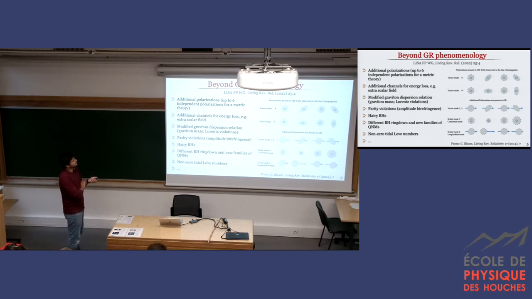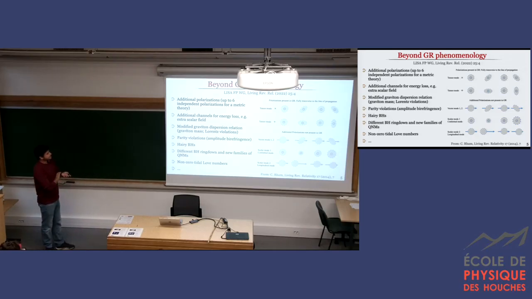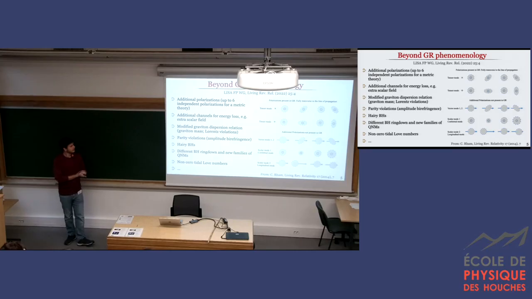So in GR you only have these two, cross and plus. And if you go beyond GR, generically you can have up to 6, so you can have a vector mode and 2 types of scalar mode. These are what is called the breathing mode and the longitudinal mode. For example, in scalar tensor, in general, you will have only h plus and cross, and in general, one of these two, I think, you end up with the breathing mode. For example, in massive gravity, in at least the most standard one, you only have 5.